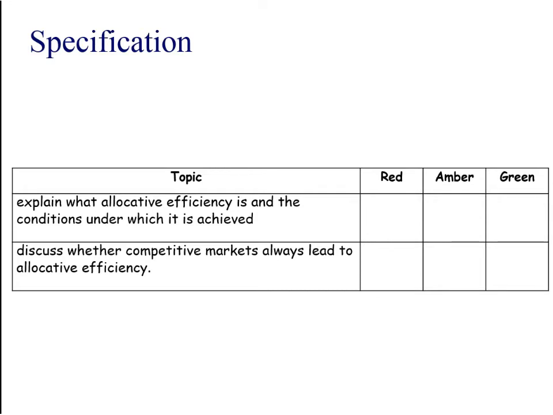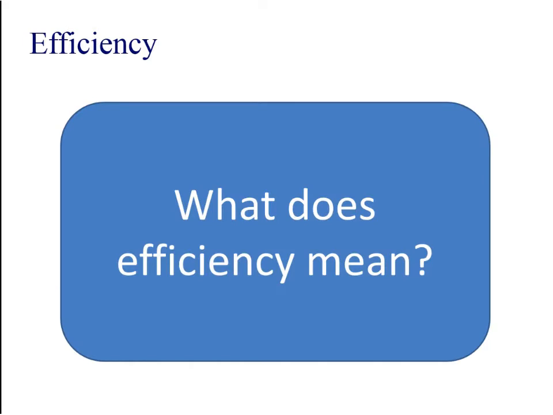To understand market failure, we've got to understand what allocative efficiency is and the conditions under which it's achieved, and whether competitive markets will always lead to allocative efficiency. This second objective, discuss, is quite a big objective, and it's covered through all of the market failures that we're going to look at. So it's not just this presentation that you need to watch to have a full understanding of that. So what does efficiency actually mean?